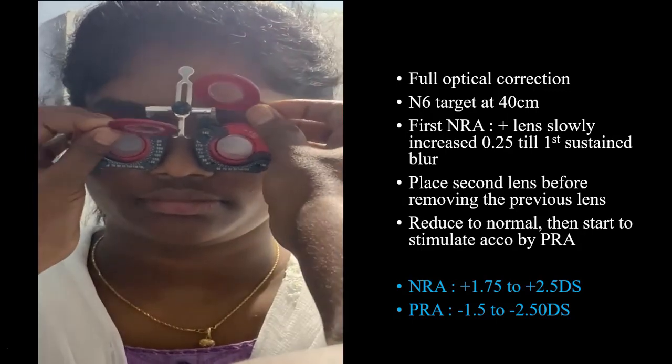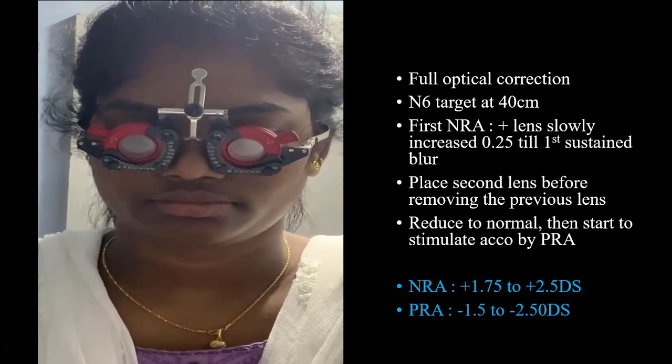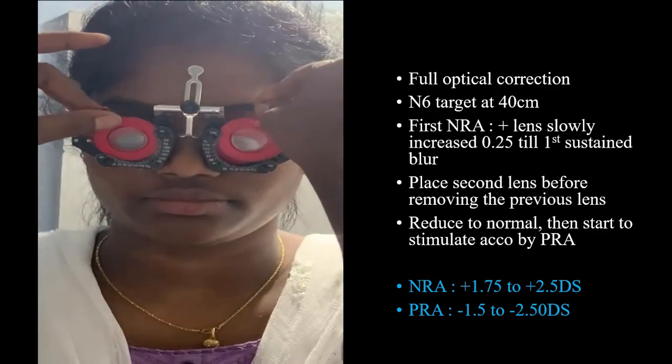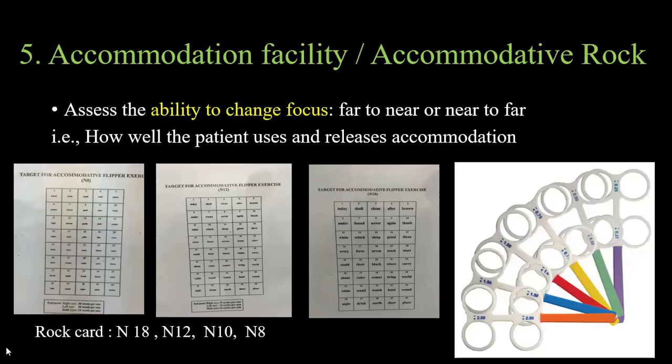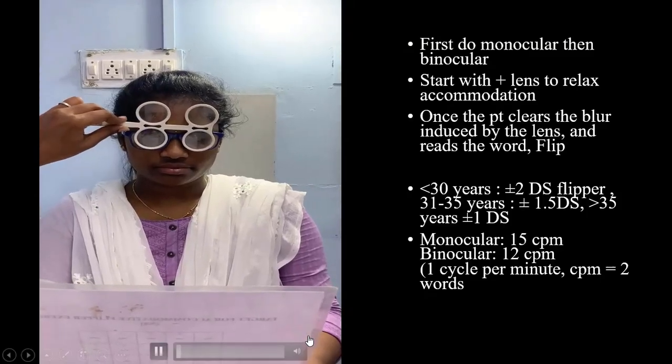The normal NRA value is plus 1.75 to plus 2.5 diopter sphere, and the PRA value is minus 1.5 to minus 2.5 diopter sphere. The last is the accommodation facility or the accommodative rock. This is the ability to change the focus, from far to near or near to far, that is, how well the patient is able to use and relax their accommodation alternately. These are the rock cards available in various font sizes like N8, N12, N18, and these are the flippers available in various diopters. First we do it monocularly, then binocularly.